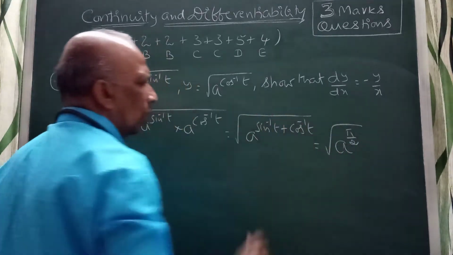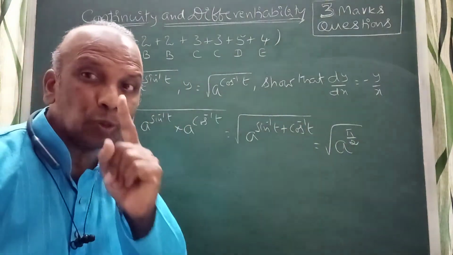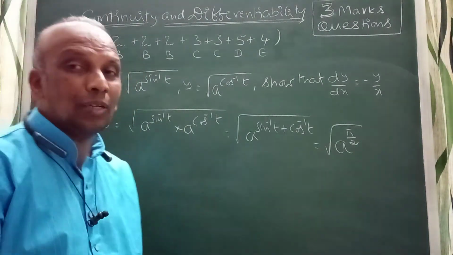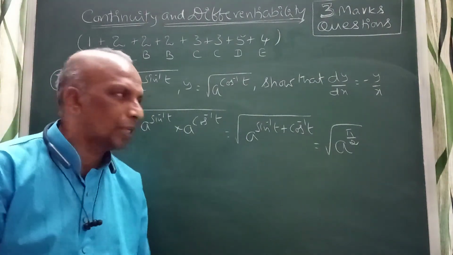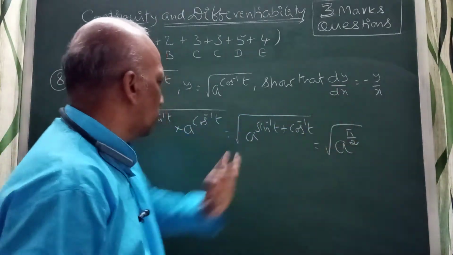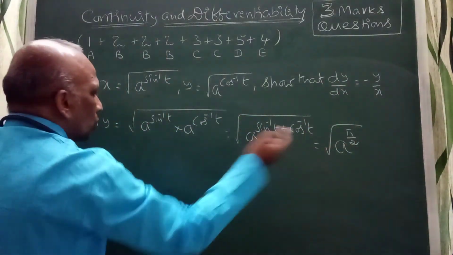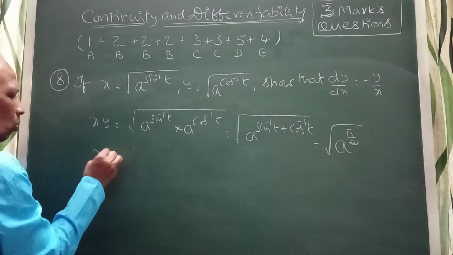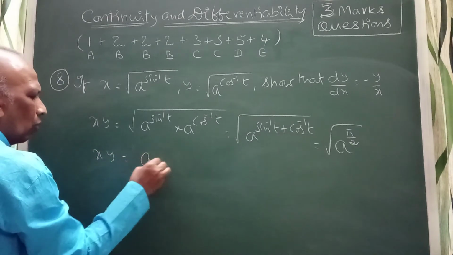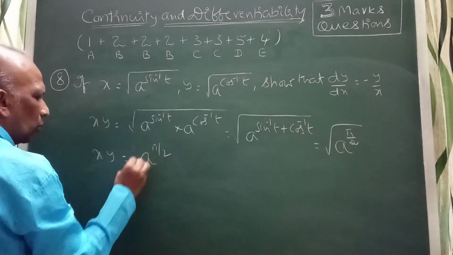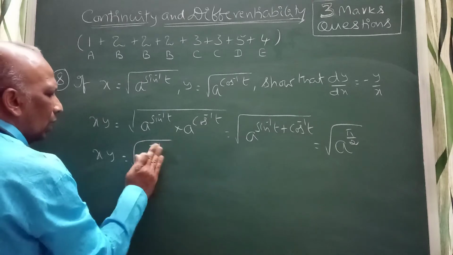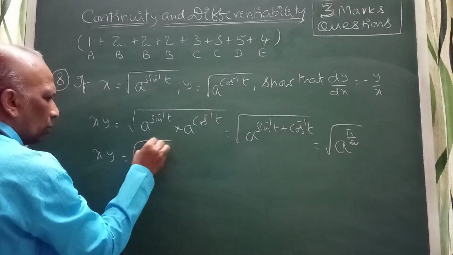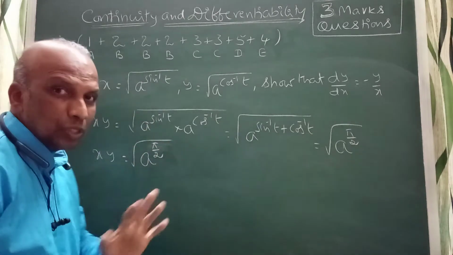We have the formula sin inverse t plus cos inverse t is pi by 2, because we know sin inverse x plus cos inverse x is equal to pi by 2. This is pi, but everything is constant. So xy is equal to a constant. I have xy equal to a to the power of pi by 2 under the root. Everything is constant, right? A power pi by 2 is constant.